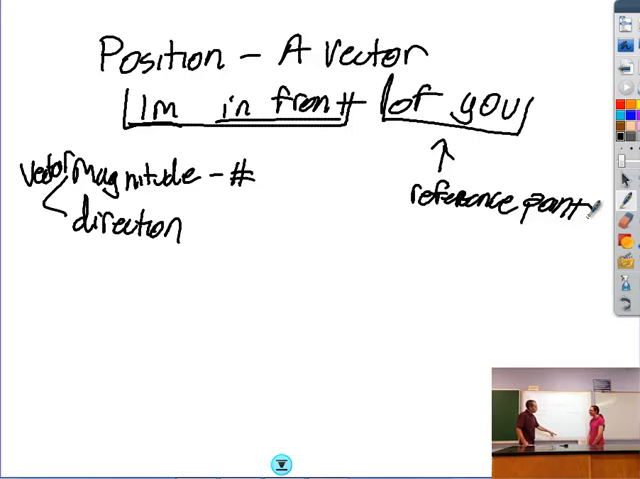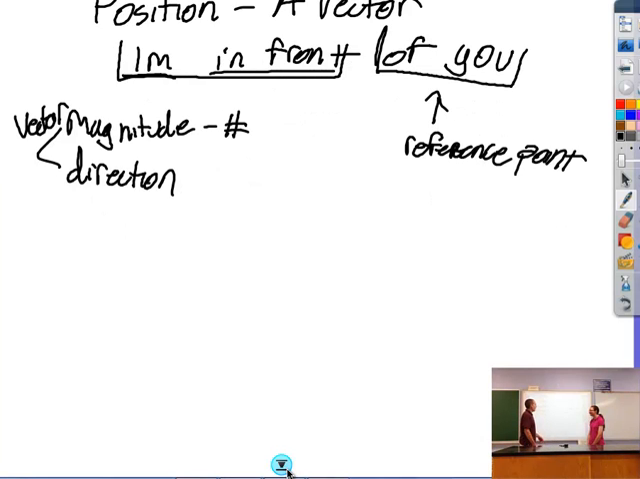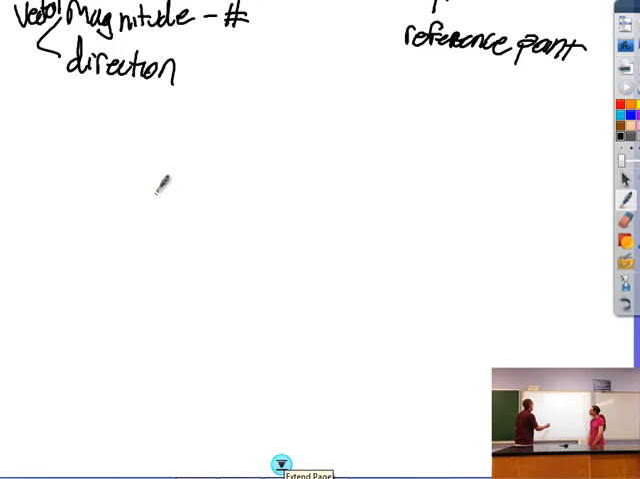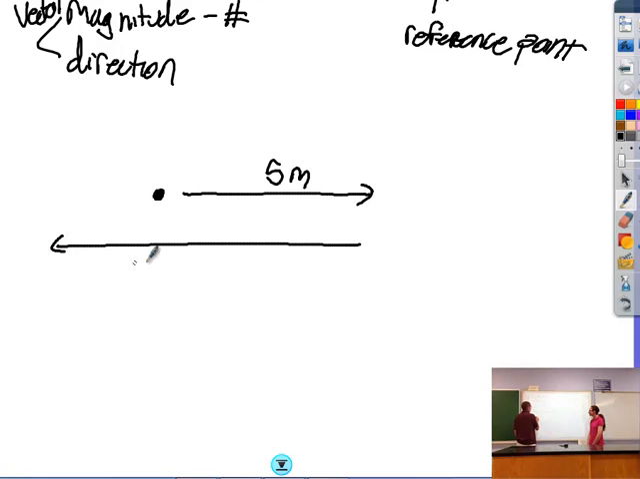Now, usually we're not interested just in where something's at, but also in how far it's changed, how far it's gone, how far it's moved. So let's say a person starts right here, and we'll call this the reference point. So we're going to measure everything from right here, and they go this way 5 meters, before they turn around and come back this way, 7 meters. I want to know how far they've gone.